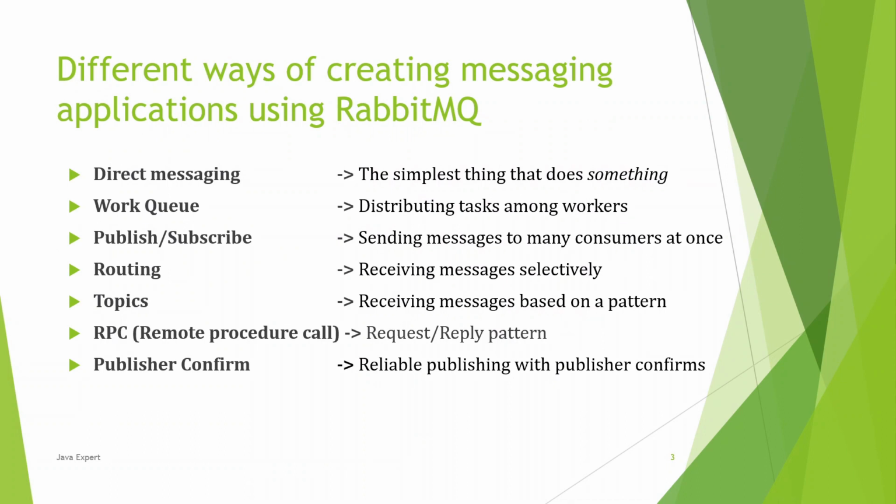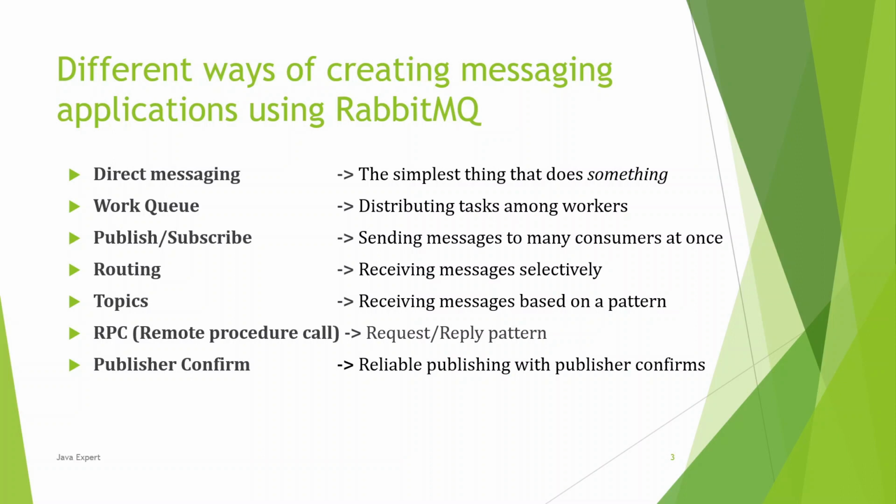We have different ways of creating a messaging application using RabbitMQ. Those are direct messaging, work queue, publish subscribe, routing, topics, remote procedure call, and publisher confirm. I'll give a very quick introduction to each of these. Direct messaging is nothing but direct communication from a sender to a receiver. In between we have a queue. Basically, the sender will send the message to the queue and the receiver will pick up the message from that particular queue.